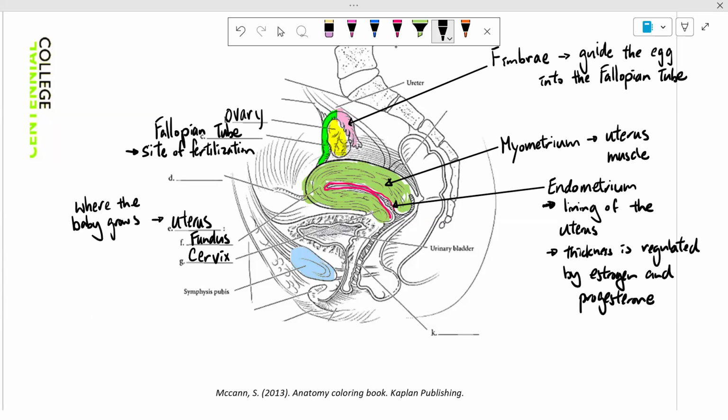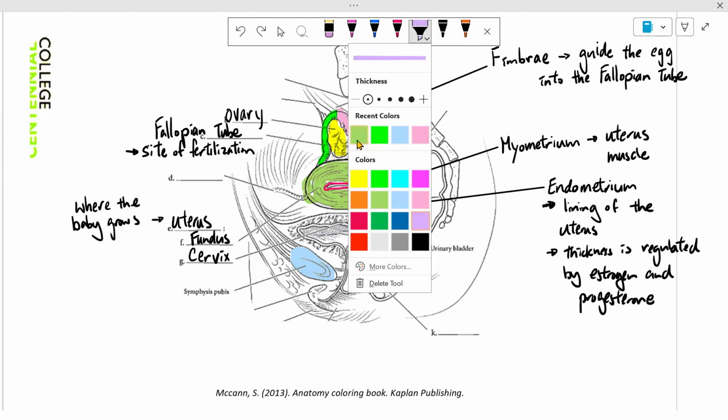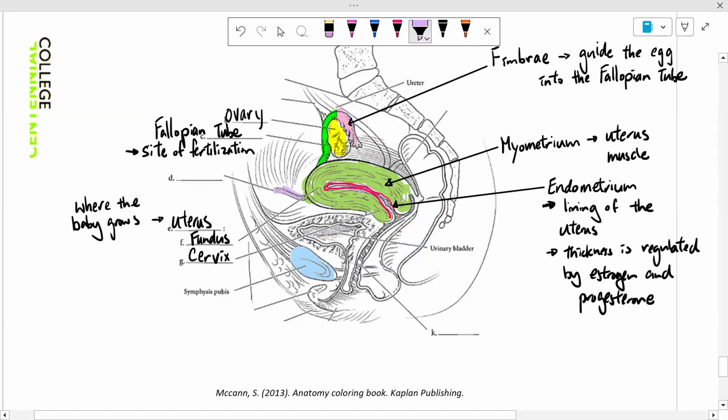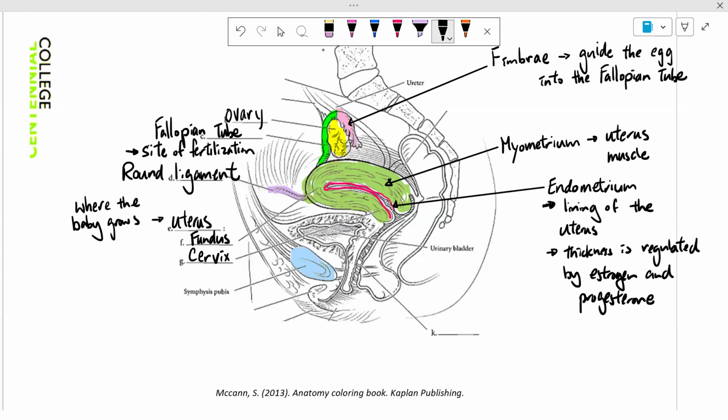When the baby is growing inside the uterus, obviously it can get heavy, and we don't want the uterus to fall down and descend. So there's actually a ligament that helps hold it in place. That's this ligament right there, called the round ligament. It holds the uterus in place.